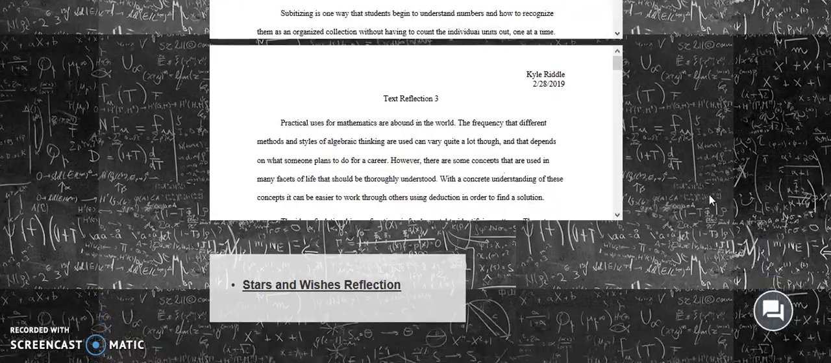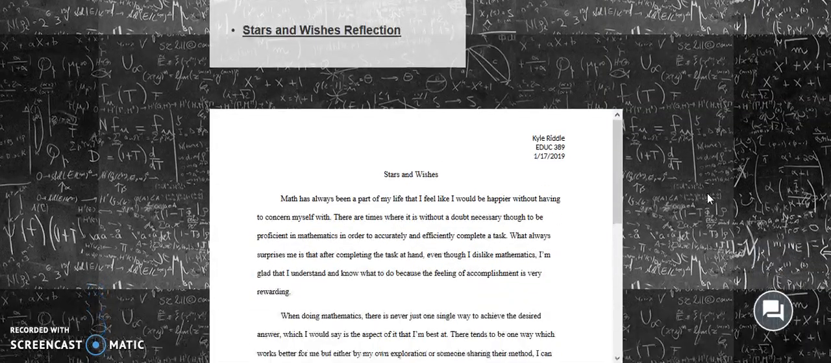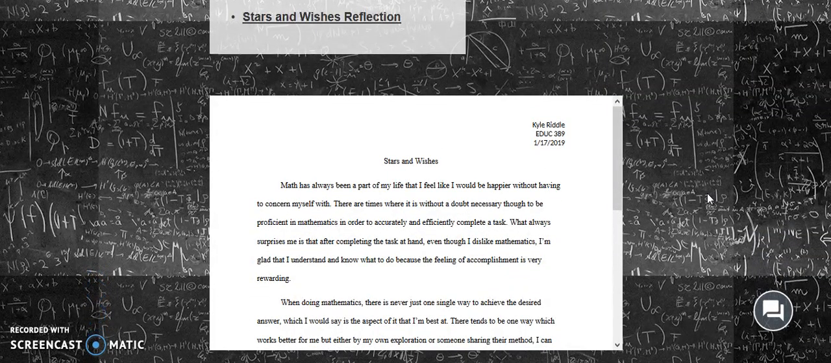Following the text reflections, we have my stars and wishes reflection, which was a reflection about my own personal attitude towards math and all things related. My stars, which were my strengths, include approaching problems from different perspectives easily after I first see somebody else do them. And then my wishes, which would be what I would like to have improved, include my communication of my methods, and that sometimes I do experience difficulty with explaining my reasoning for how I solve a problem.